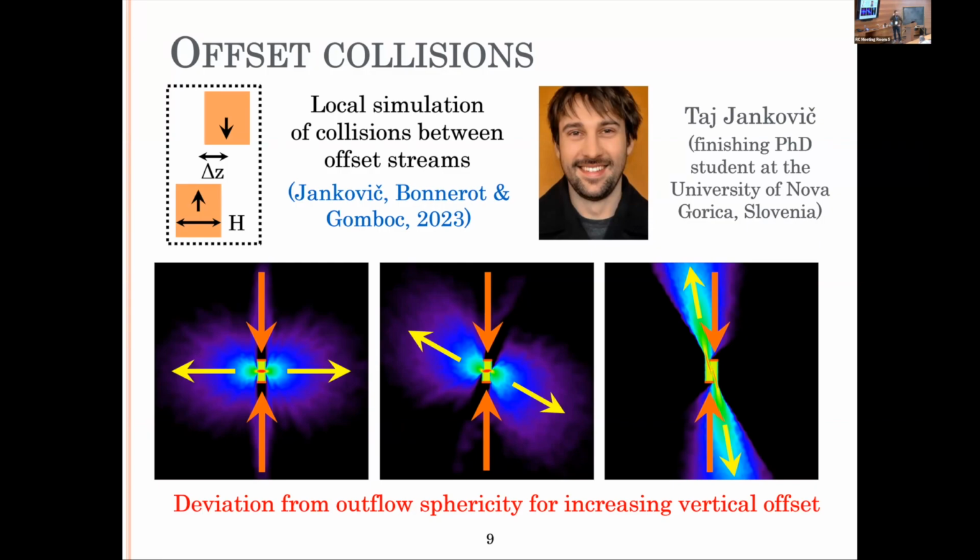Are there any predictions for differences in outflow velocities from here? It's not obvious to me necessarily that there would be. Yeah, the outflow velocity is always given by the velocity of the collision, so there's no change in these different cases.